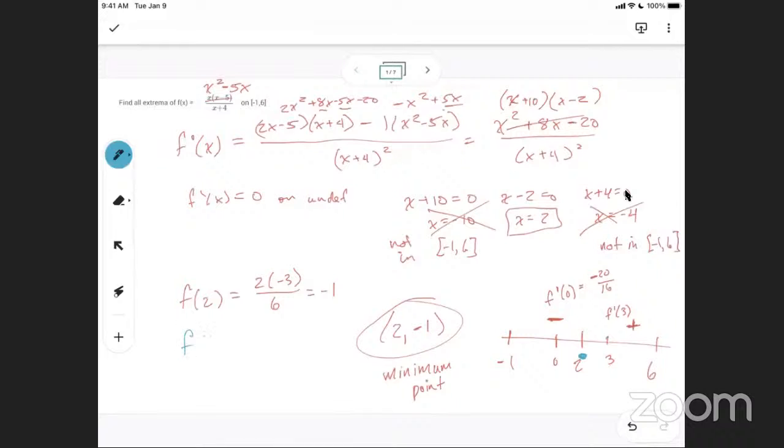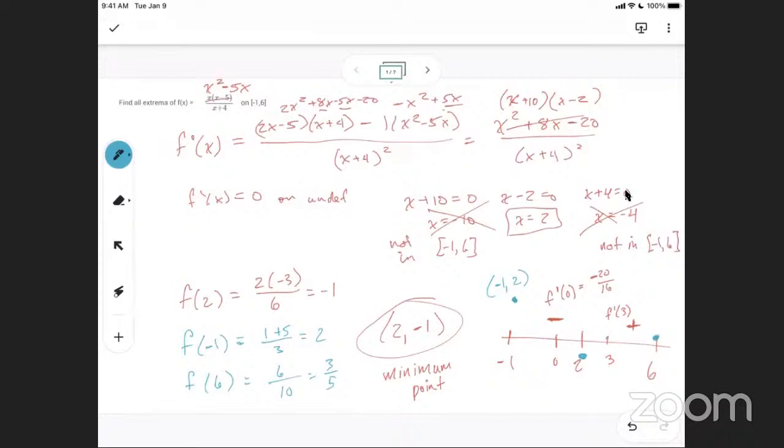So you should find what f of -1 is. Let's just plug that in. That's going to be 1 plus 5 all over 3, which is 2. So the point -1, 2 is going to be a max point. And then plug your other endpoint in there. Yeah, I forgot about endpoints when it's a closed interval. So plug 6 in, you get 36 minus 30, which is 6 all over 10. So 6/10, which is 3/5. So 6, 3/5. Those are your max points.